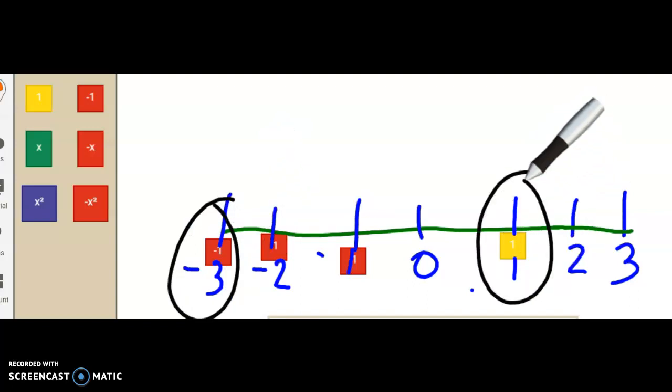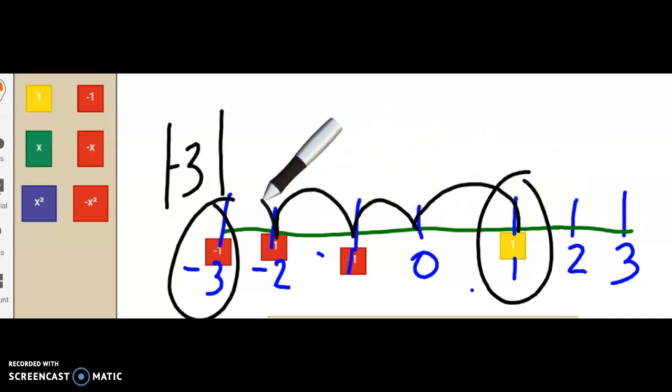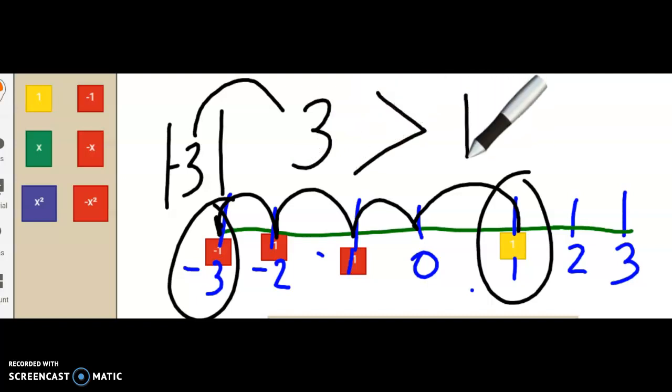But we're not comparing negative 3. What we're comparing is the absolute value of negative 3. And so whenever we say the absolute value of something, we're talking about distance. When I look at the distance from 1 to 0 and from negative 3 to 0, I can see negative 3 is bigger. So the distance, or the absolute value, of negative 3 would become 3, 1, 2, 3. And so that's going to be greater than the absolute value, or the distance, of positive 1.